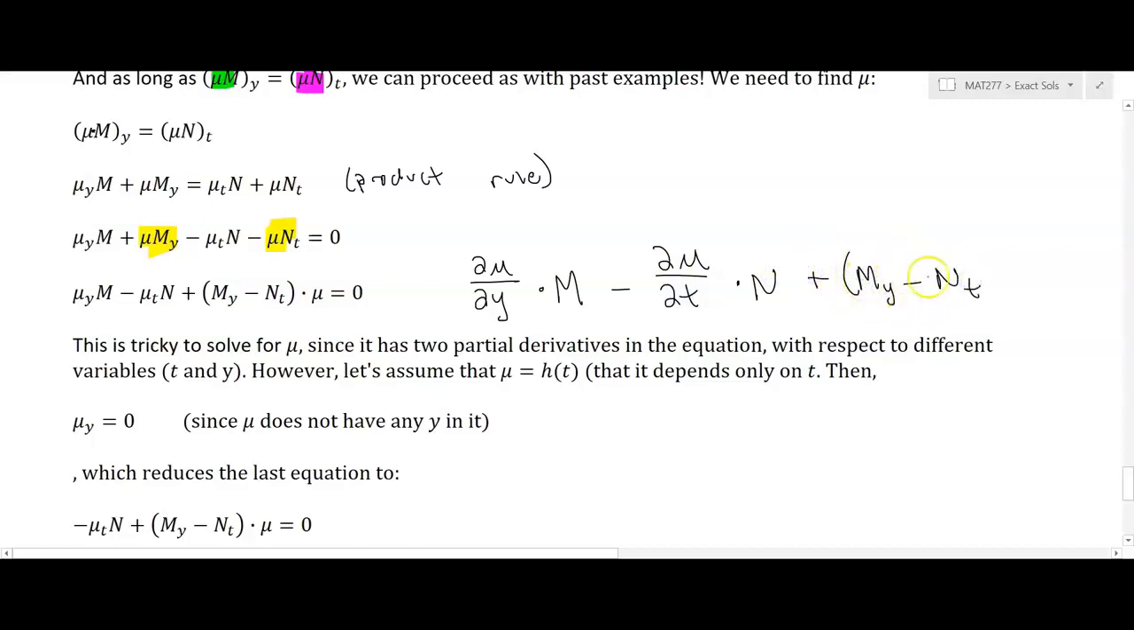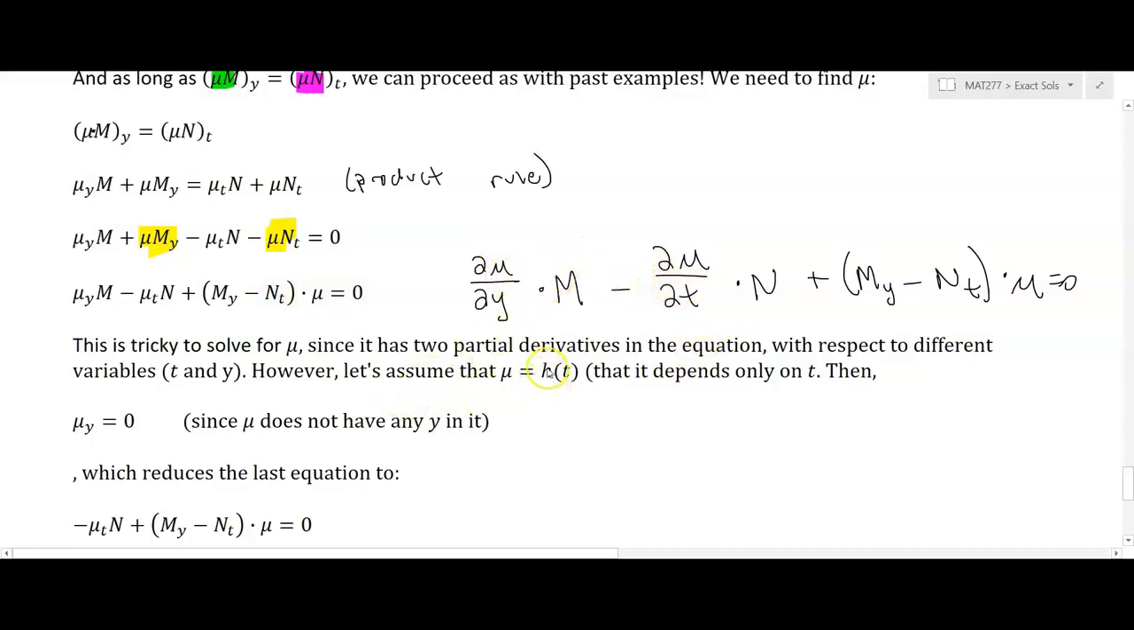Now, fortunately, these two things I can calculate. Those things, M and N, are given to me. So I know those, I just don't know mu. Therefore, if I don't know mu, I don't know d mu dt, and I don't know d mu dy. So this is a very tricky equation to solve for mu, since it has two partial derivatives in the equation with respect to different variables t and y. If one of these was gone, that would make our lives a whole lot easier.